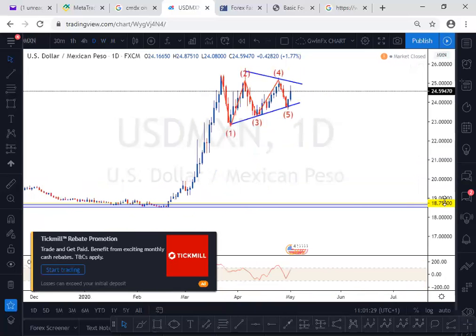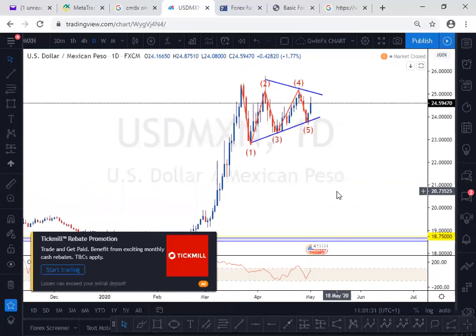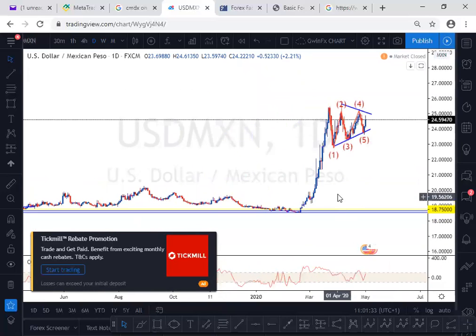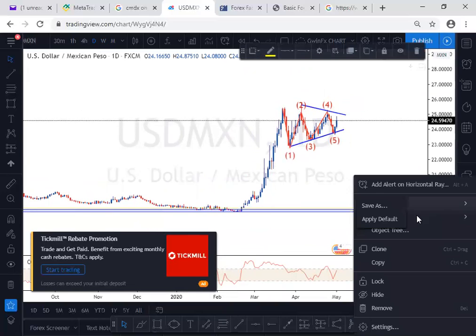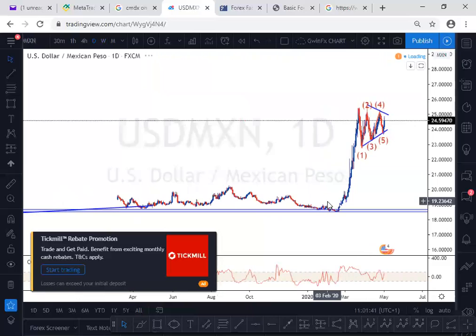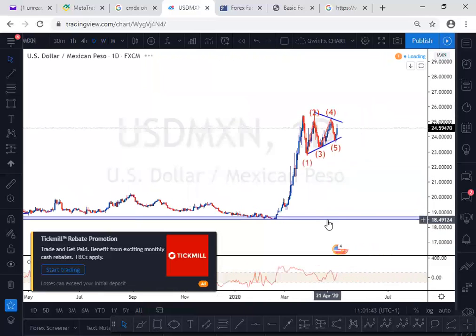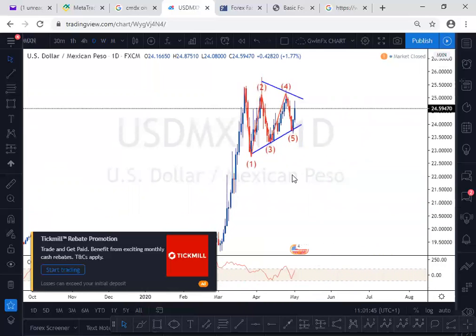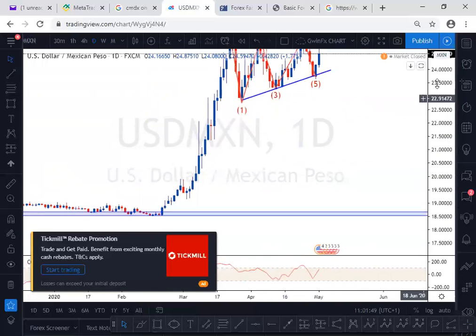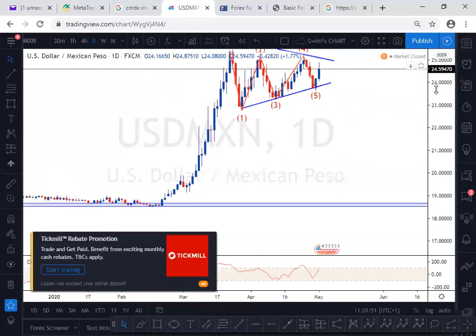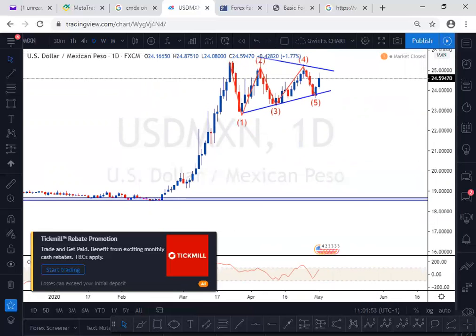Here in the market is what I see, because everything starts from what structure you can identify in the market. That's the question I ask my students every time: what structure can you identify in the market? And this is the structure I can identify.